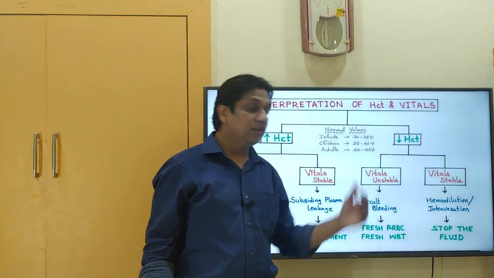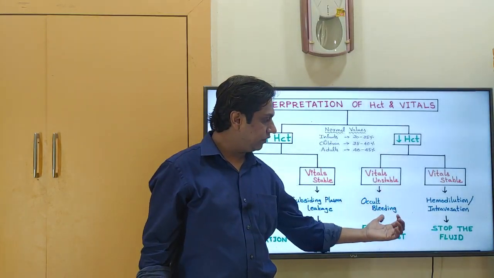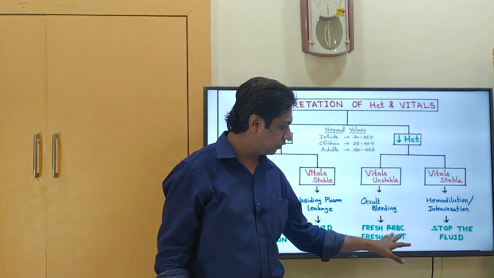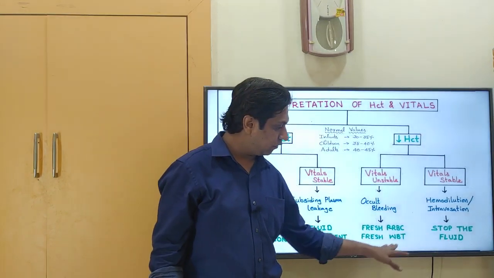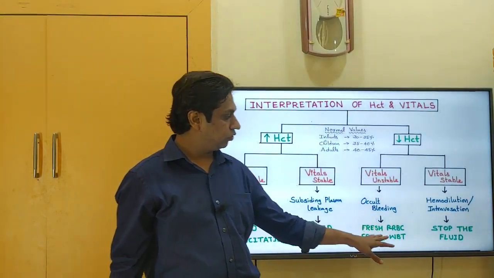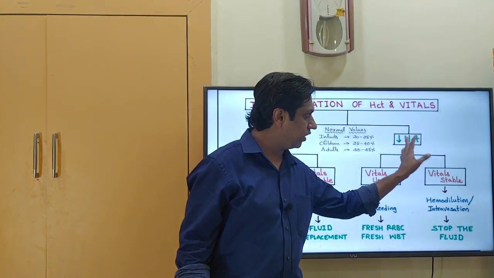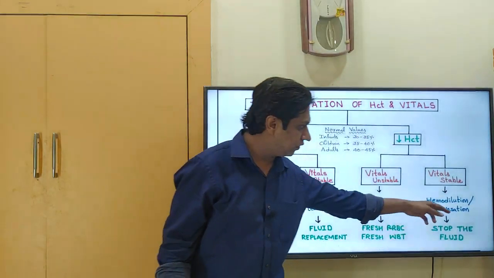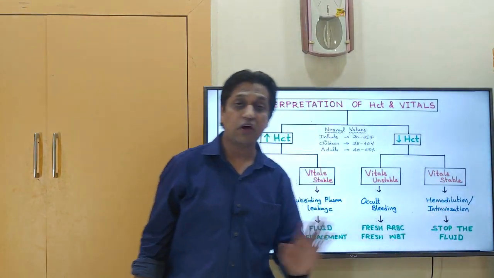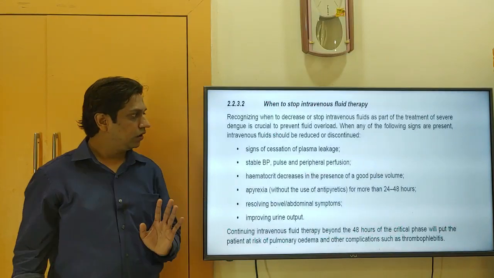And if there is a decrease in the hematocrit and the vitals are unstable, it means there is an occult bleeding and a fresh packed RBC or fresh whole blood transfusion is to be done. And if the vitals are stable and hematocrit is less, it indicates there is a hemodilution or intravasation, then we have to stop the fluid. Okay, so this is the interpretation.